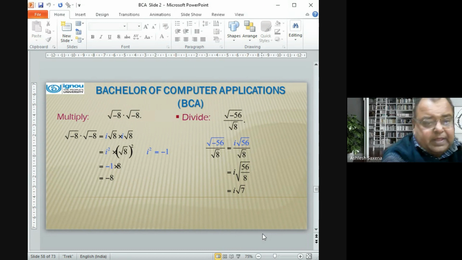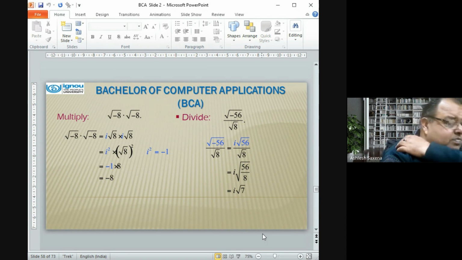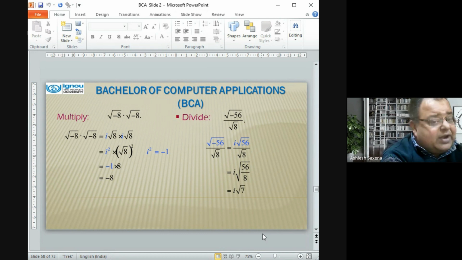Now we will show it to you: under root minus 56 upon under root 8. See what I have done. I have removed minus 1 as iota, and the rest I have brought under a single root. If minus 56 had been 56 only, I would have written under root 7. Since it is minus 56, the answer is i under root 7. That is the difference.